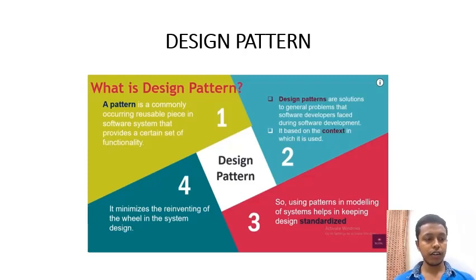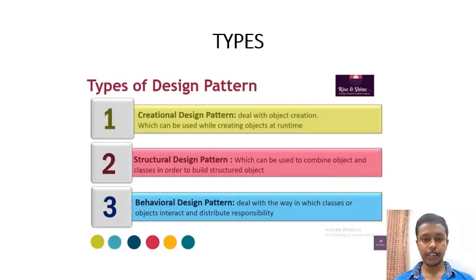Types of design patterns. Basically, there are several types of design patterns that are commonly used in software development. These patterns can be categorized into three main groups. The types of design patterns. Creational design patterns deal with object creation, and can be used while creating objects at runtime. Structural design patterns can be used to combine objects and classes in order to build structured objects. The third type, behavioral design patterns, deal with the way in which classes or objects interact and distribute responsibility.